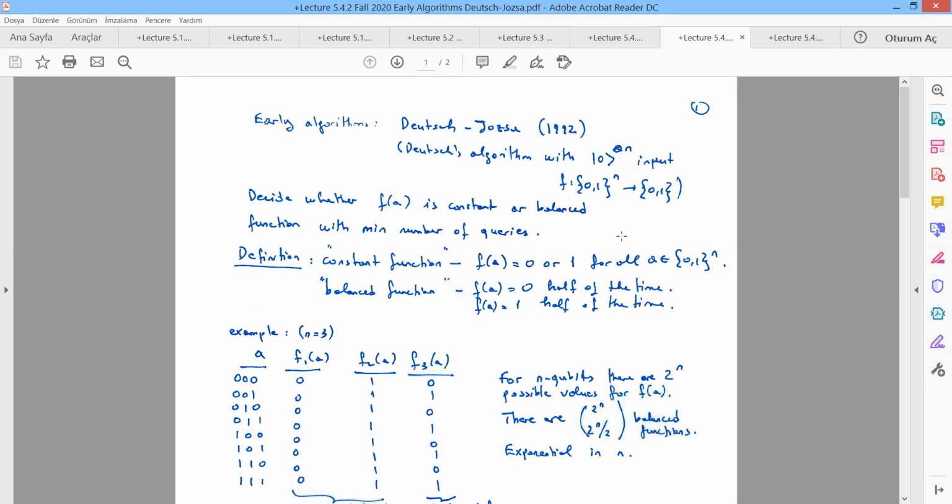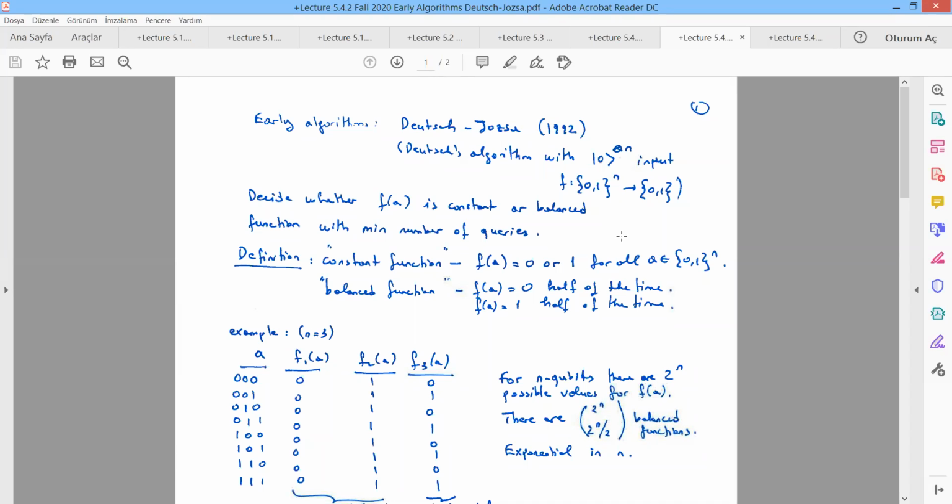And this time, the purpose of this algorithm is to decide whether this function f of a is a constant function or a balanced function, with a minimum number of queries. And we'll see that there is an exponential speed up with respect to the classical case through this algorithm.